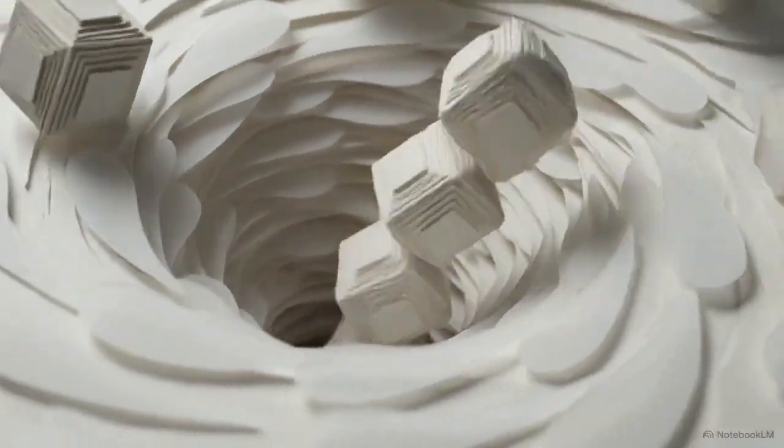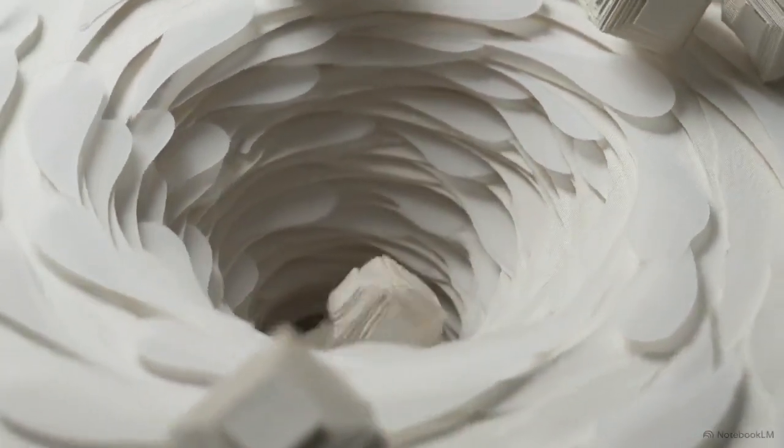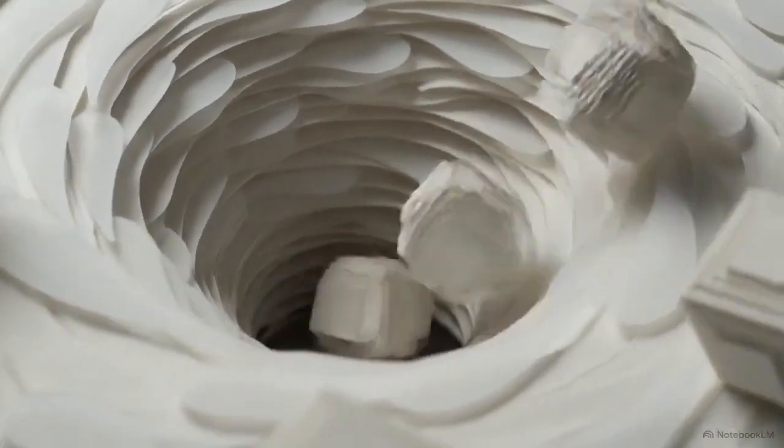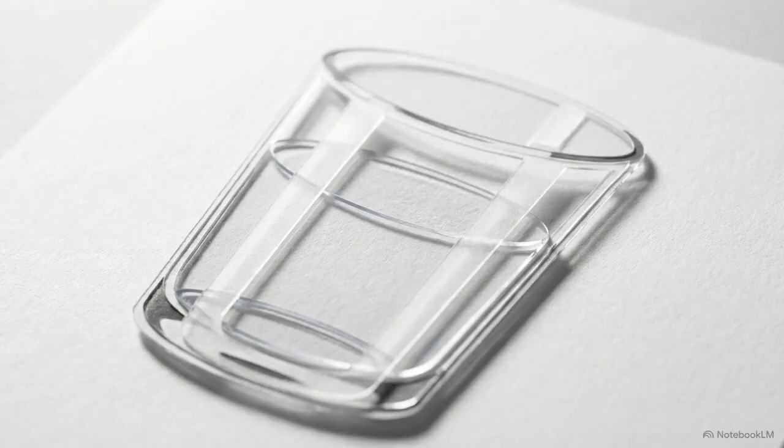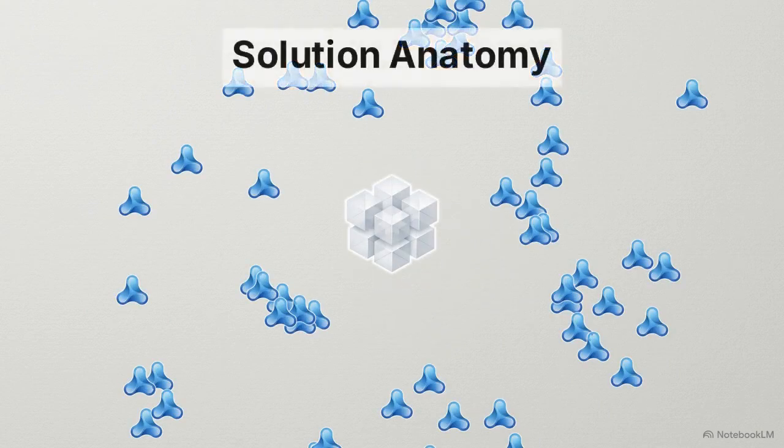Stir a spoonful of sugar into a glass of water, and within seconds, the crystals seem to vanish. But where does that solid matter go? The sugar has formed a solution, a perfectly uniform mixture. The matter is still in the glass, but it has been distributed evenly at a microscopic scale, rendering it invisible.